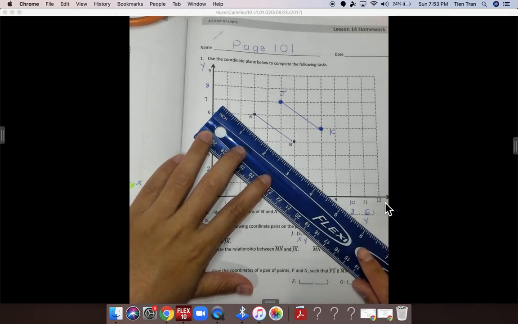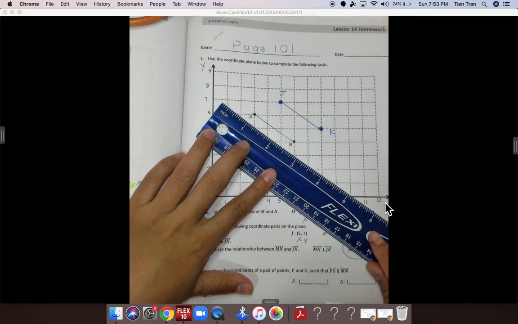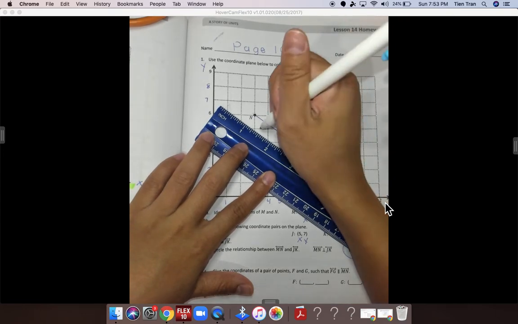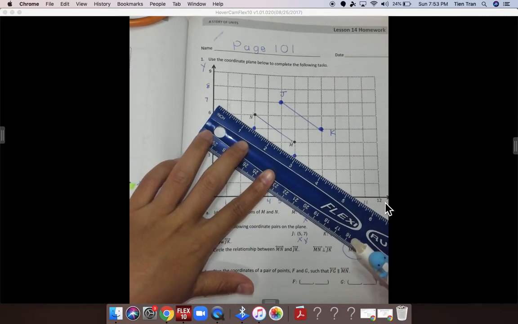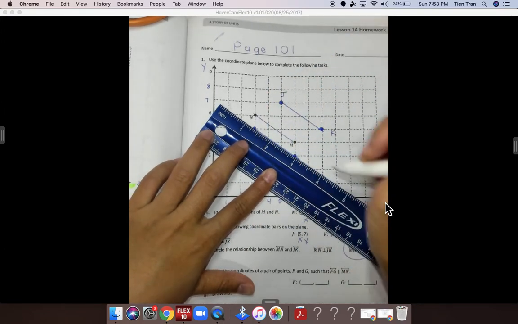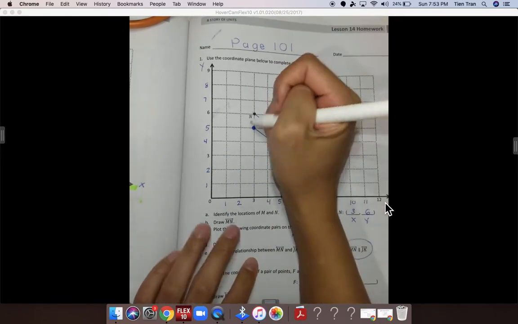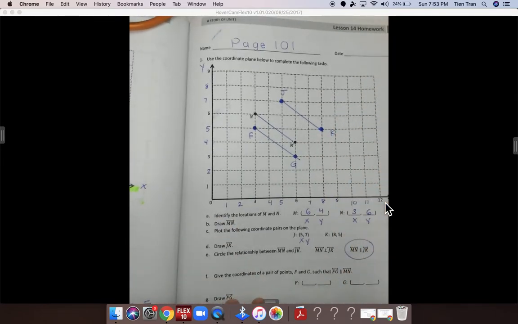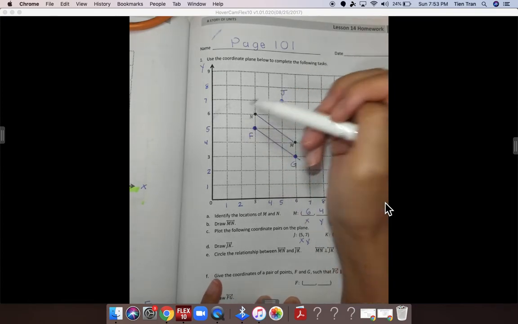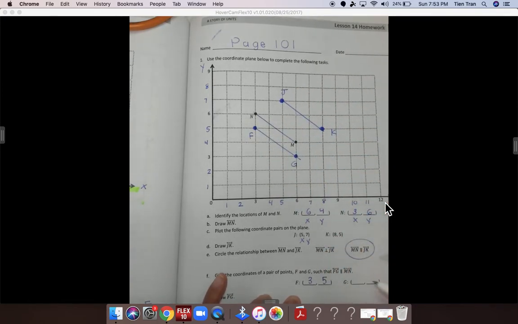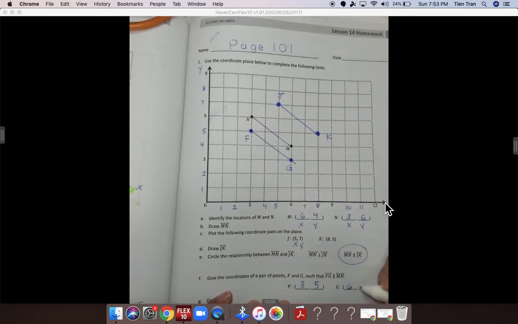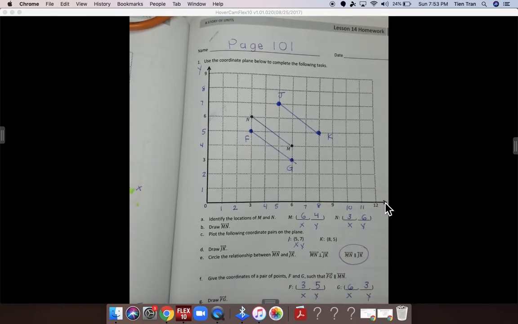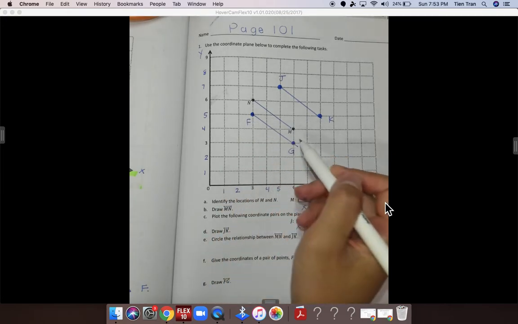So, let's see here. And I am going to label this as F and G. So this is F and this is G. So for F, I have 3 and 5. And for G, I'm going to have 6 and 3. That was my x and y coordinates for F and G. And then they want you to draw FG, connect the dots.